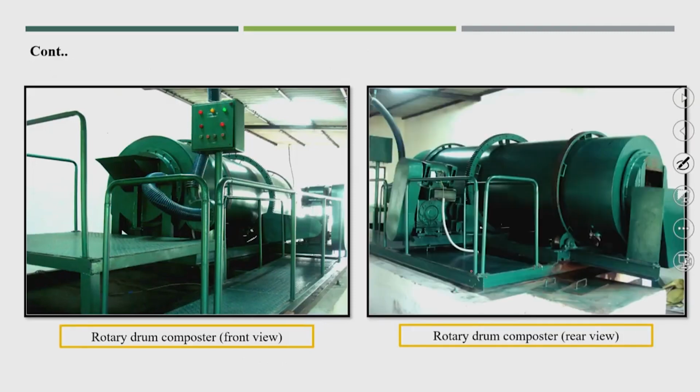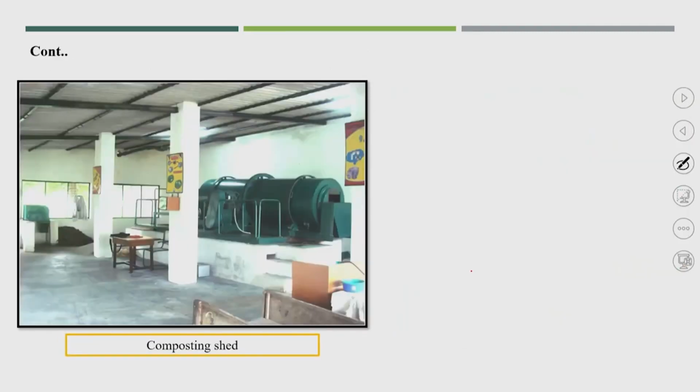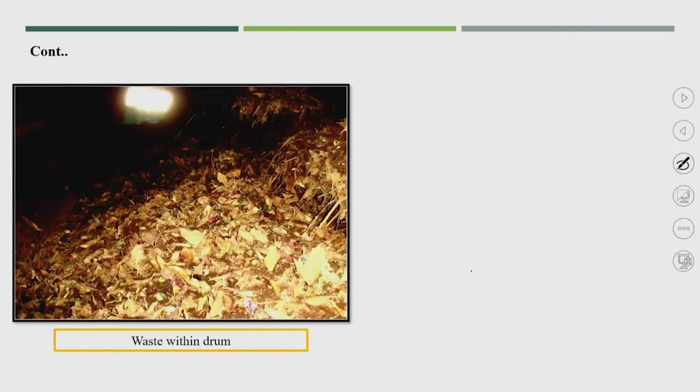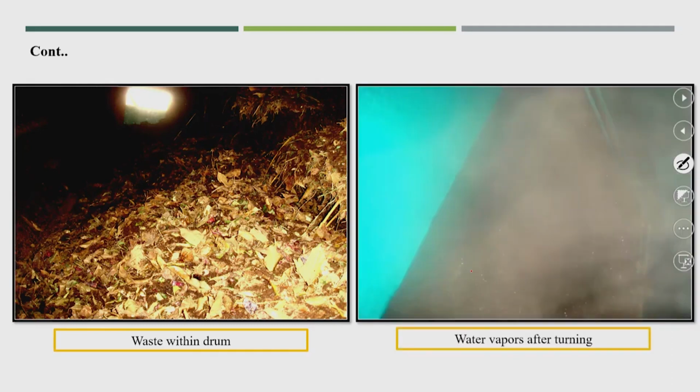So, this is the front view, this is the rear view, this is the feeding of material. So, waste within the drum, you see the water vapors while turning of the material. Only 2 turns will be required in a day, one before feeding, one after feeding.